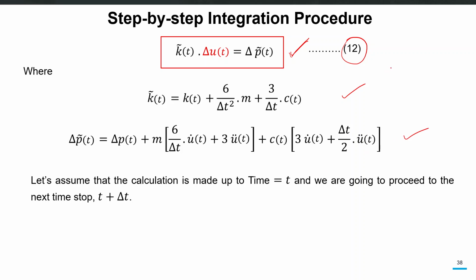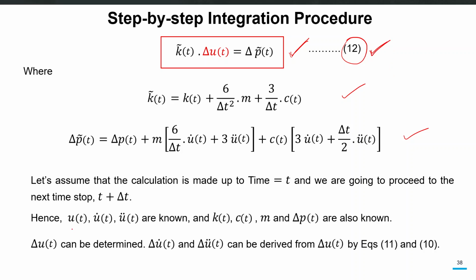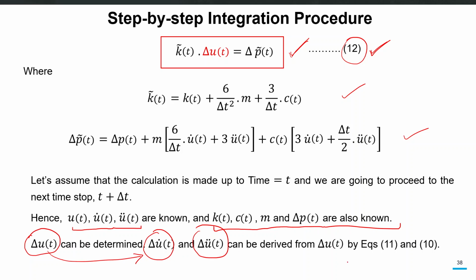If all the values at any time instant t are known, this equation will help us in going from t to t plus delta t. So we have u of t, u dot of t, and u double dot of t for any time instant t known. We also have k of t, c of t, m and delta p of t known. Then delta u of t can be determined. Delta u dot and delta u double dot can also be calculated from this delta u of t using equations 11 and 10. And then we can add them to the previous values.